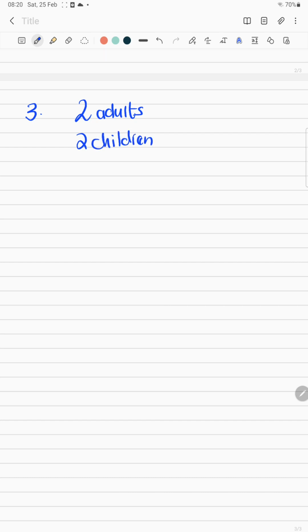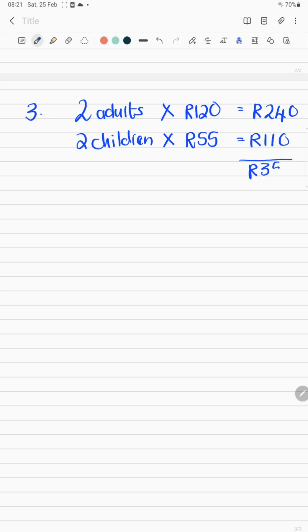Next, it gives a bit of information regarding the entry fee. The entry fee is 120 Rand per adult, which means 2 adults multiplied by 120 Rand, and 55 Rand per child. 2 children multiplied by 55 Rand each. Let's see what the total of this is. 2 times 120 is 240 Rand, and 2 times 55 is 110 Rand. So in total, this family must pay 350 Rand to enter.